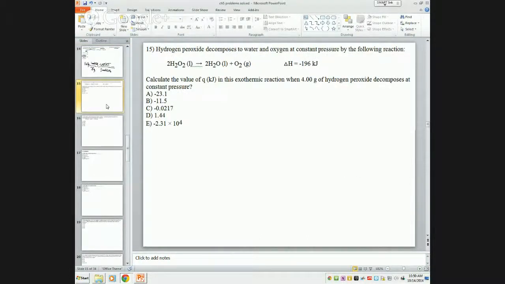15. Hydrogen peroxide decomposes to water and oxygen at a constant pressure by the following reaction. Calculate the Q in this exothermic reaction when 4 grams of it is decomposed. So it's, again, same but different problem. They're giving us grams. We don't like grams, so we convert grams to moles, which you're going to do pretty much any time you're working with a balanced equation, because those coefficients are in terms of moles, not grams. It's 2 moles of H2O2. All right, so we've got to go convert that.